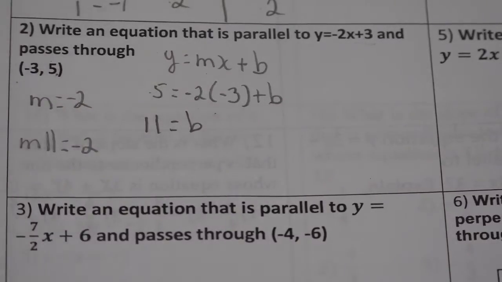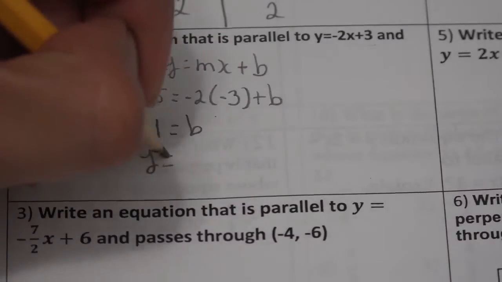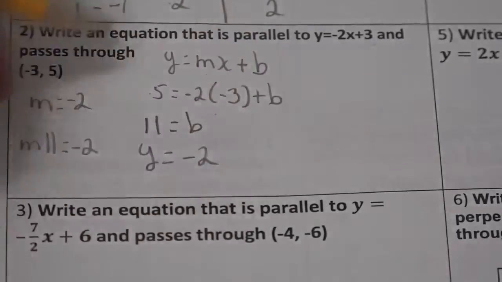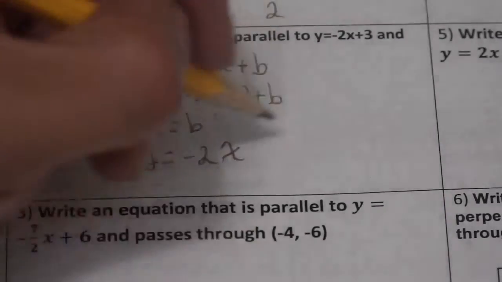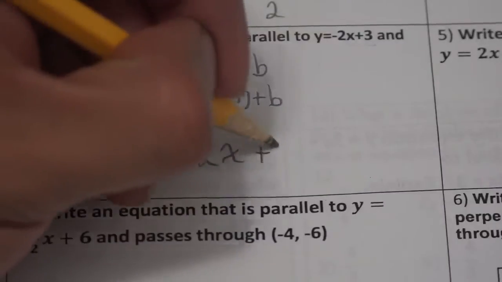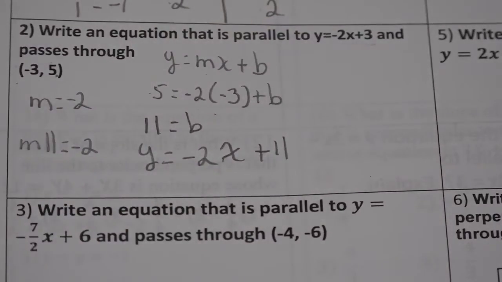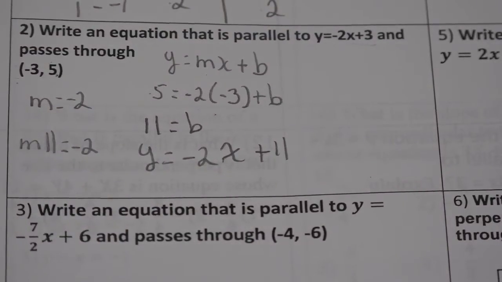So now I'm just going to write my equation. Y equals negative 2, which is the slope, x, which will always be there, plus 11, which is positive. And that's the equation of the line parallel passing through this point.